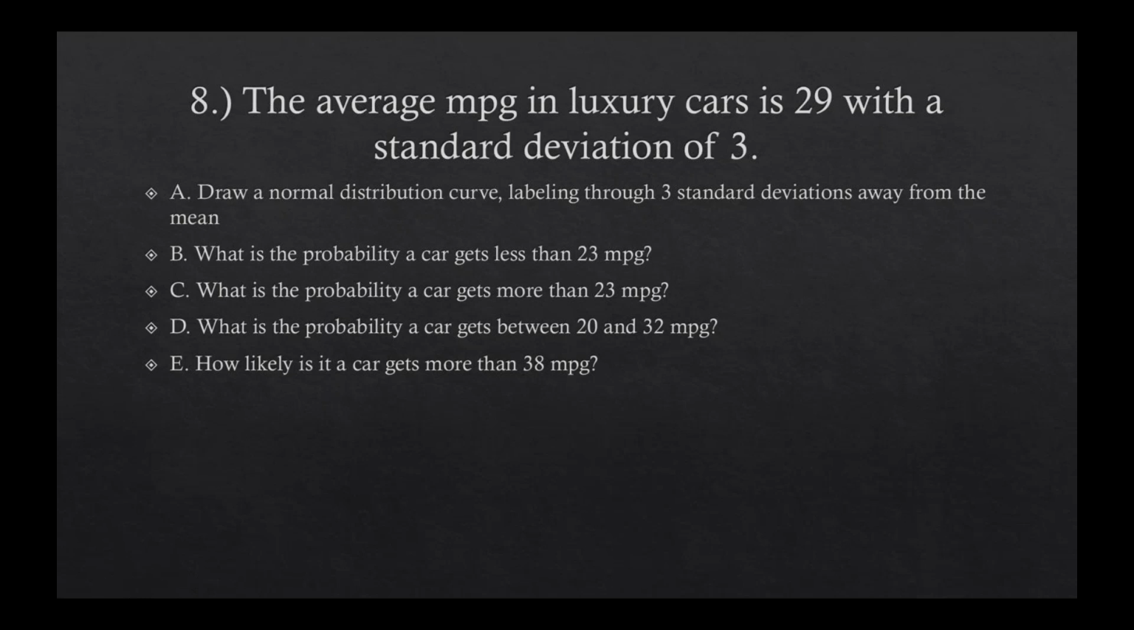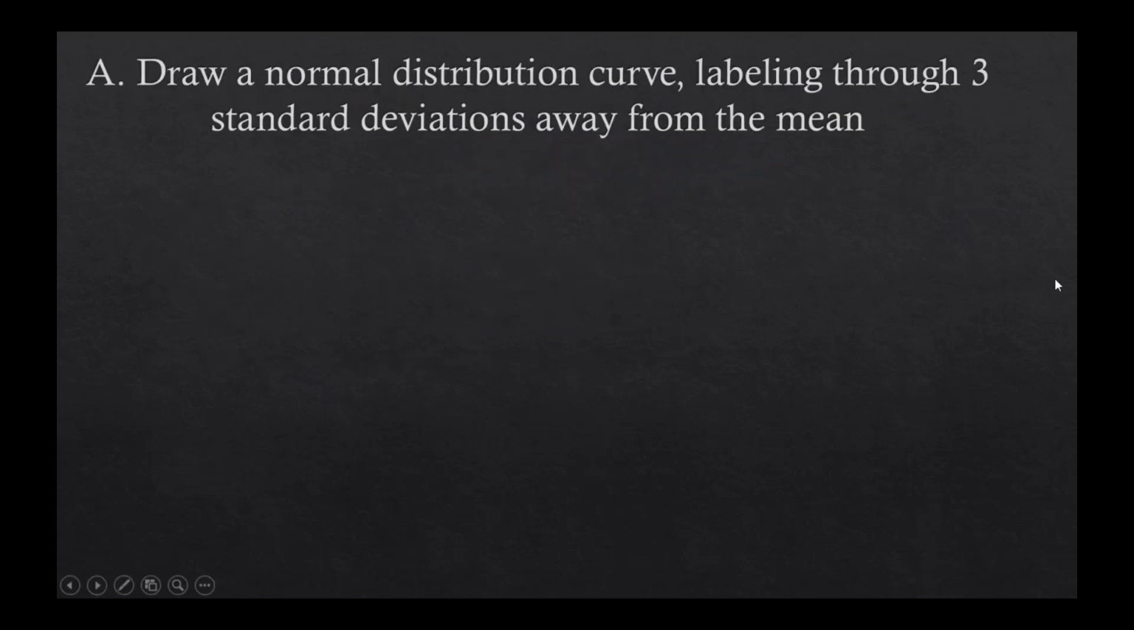So the average miles per gallon in luxury cars is 29 with a standard deviation of 3. So first we're going to draw the normal distribution curve with all of our numbers on it, and then we're going to answer 4 probability questions about that figure. Right? That's what we're going to do. So just a refresher, the mean, right, average is 29, standard deviation of 3. Okay, so let's go ahead and draw the normal distribution curve.